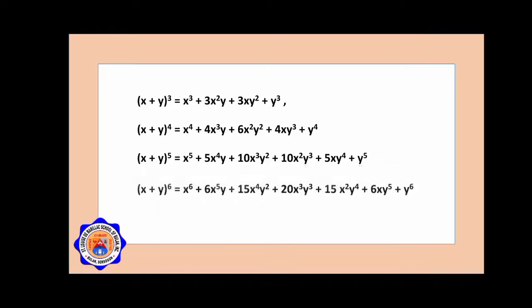Then next is the x plus y raised to the 6th power is equal to x raised to the 6th power plus 6x raised to the 5th power times y plus 15x raised to the 4th power times y squared plus 20x cubed times y cubed plus 15x squared times y raised to the 4th power plus 6x times y raised to the 5th power plus y raised to the 6th power.